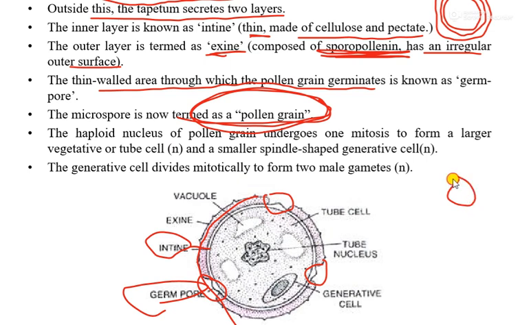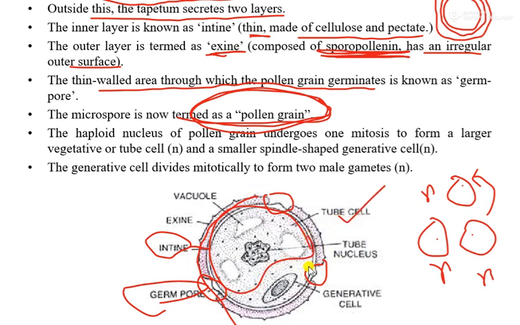Now what happens? This pollen grain contains one haploid nucleus. That haploid nucleus will undergo one mitosis. As a result of mitosis, we get two cells. The chromosome number of the two cells will be same as that of the parent. Since the parent was haploid, the two daughter cells will also be haploid. Now the two cells will be different in size. The one which is bigger is known as tube cell, and the one which is smaller and spindle shaped is known as generative cell.